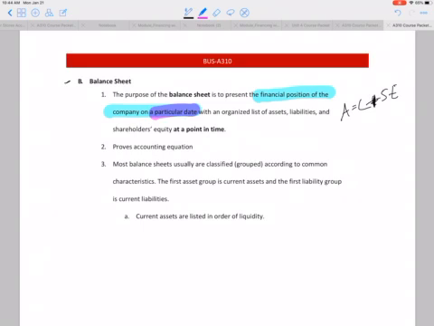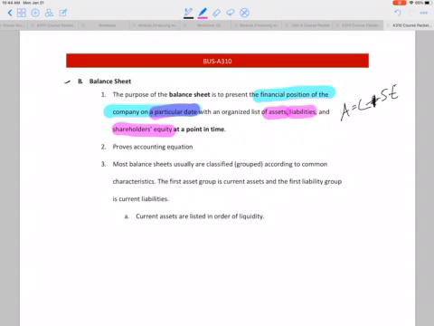So the balance sheet is the only financial statement that you're going to see that just has a specific date. So it's really just giving us a snapshot of the business as of a particular date in time. So it's giving us the assets that the company owns and how those assets were financed. Were they financed with debt or equity?